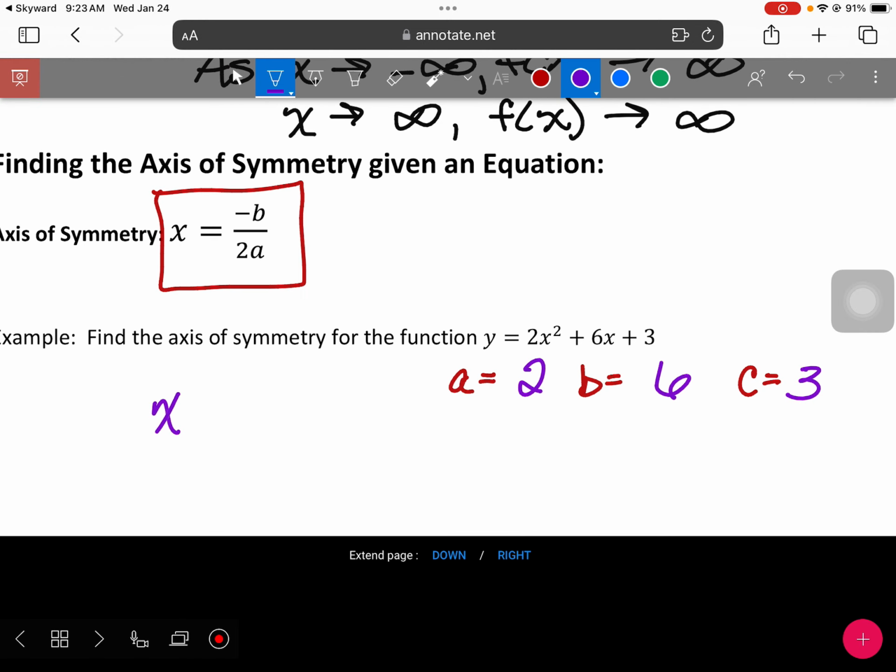All right, so the axis of symmetry follows this formula. Opposite of b all over 2a. So x is equal to, if b is 6, the opposite of b is going to be what? If b is equal to 6, what's the opposite of b?